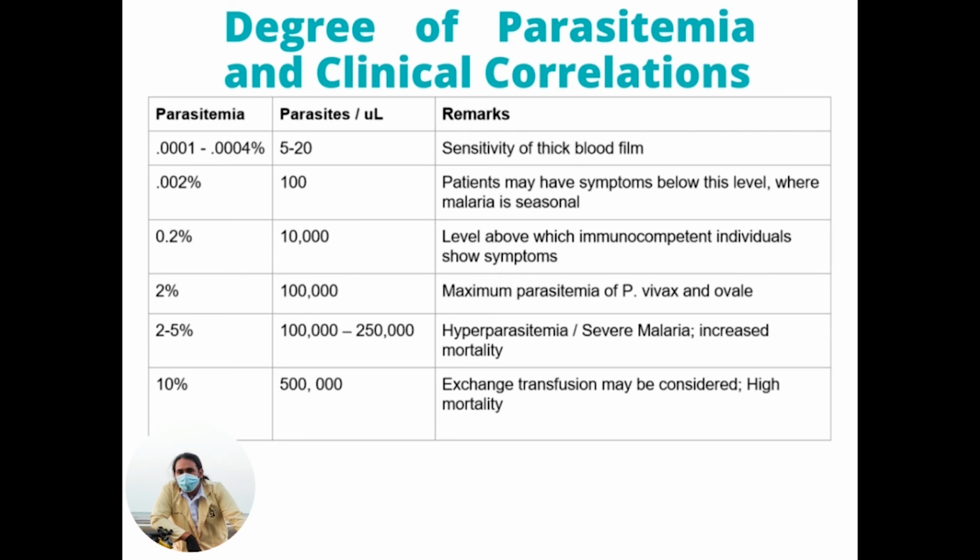For 2% parasitemia with 100,000 parasites per microliter, this is the maximum parasitemia of Plasmodium vivax and ovale. For 2 to 5% parasitemia with 100,000 to 250,000 parasites per microliter, it is hyperparasitemia or severe malaria. There is increased mortality.